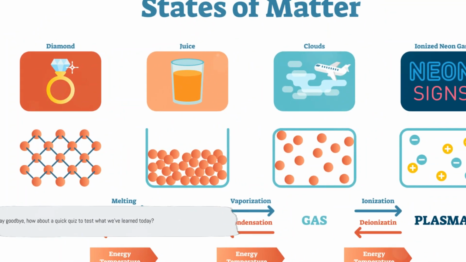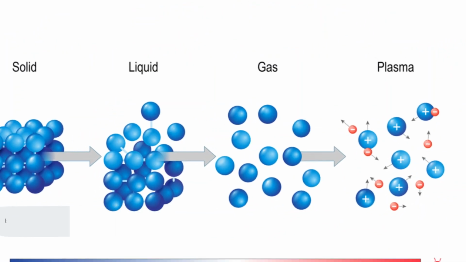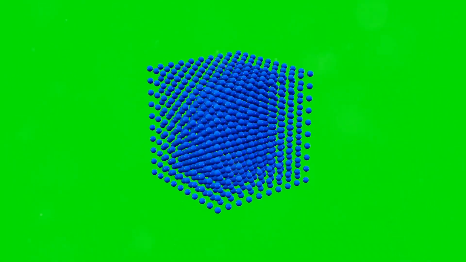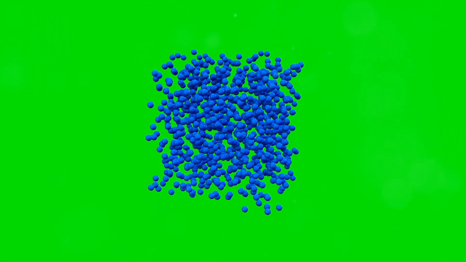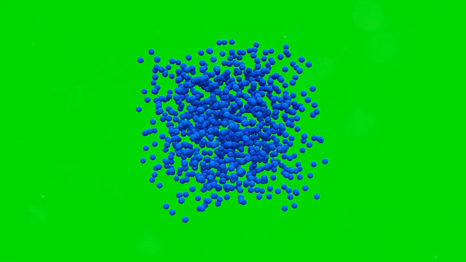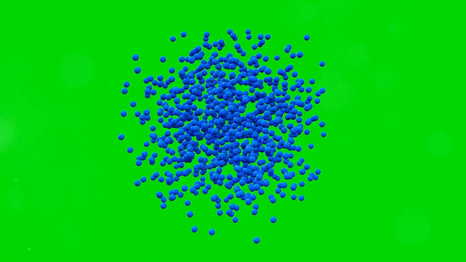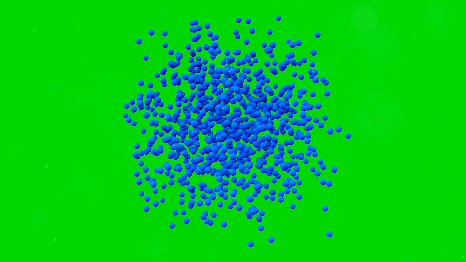Before we say goodbye, how about a quick quiz to test what we've learned today? Question 1. Can you tell me what the three states of matter are? That's right, they are solid, liquid, and gas. Each state has its own unique properties. Solids hold their shape, liquids take the shape of their container, and gases fill up any space available to them.